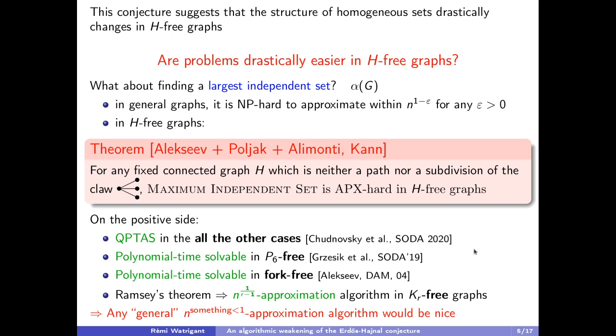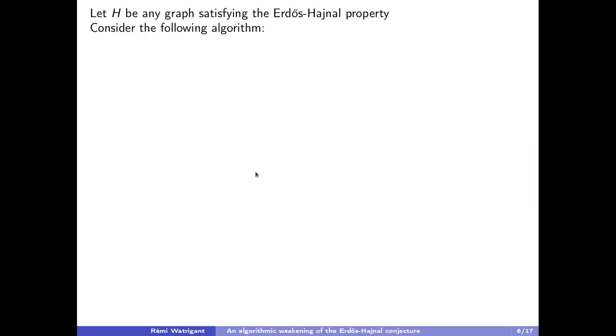The main motivation of our work is that finding any general, n to the power of something, non-trivial approximation algorithm would be nice, and by general I mean something that would encompass several graphs H. The natural candidates are graphs satisfying the Erdős–Hajnal property. So suppose that you have a graph H satisfying the Erdős–Hajnal property. So you always have either a clique or an independent set of size n to the power of some constant epsilon.